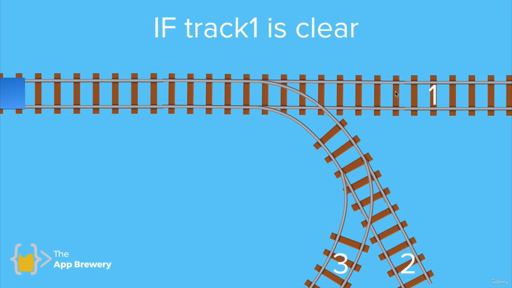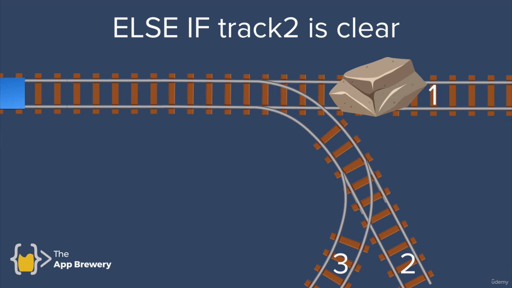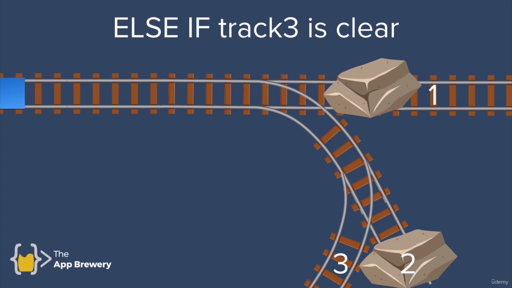But if that was false, so if there was a rock there, then we can go to the next statement, and we're saying that else if track 2 is clear, then we should go down track 2. But what if track 2 also has a rock on it? I don't know who's maintaining these railways, by the way. Why are there rocks everywhere?